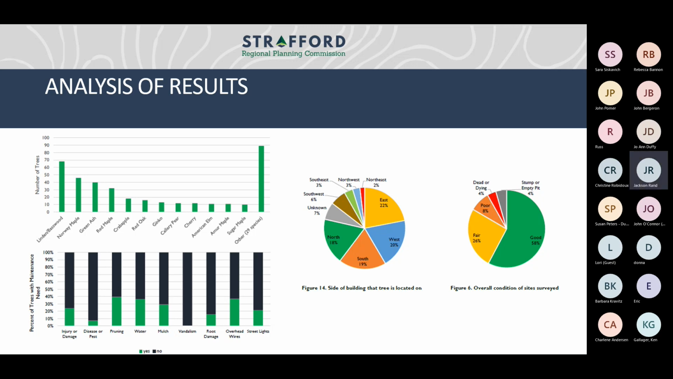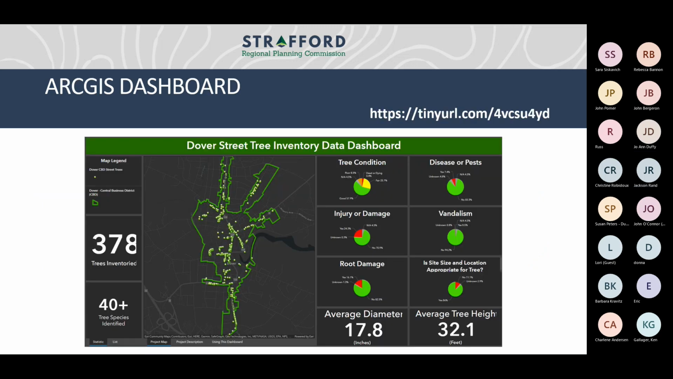The pie chart on the left is showing what side of the building a tree is located on, which gives us more information about the amount of sunlight that that tree is receiving. And the pie chart on the right is showing the overall condition of the trees that were surveyed in the area. We took all of this data and loaded it into an ArcGIS Online data dashboard. And here is a screenshot of what that dashboard looks like.